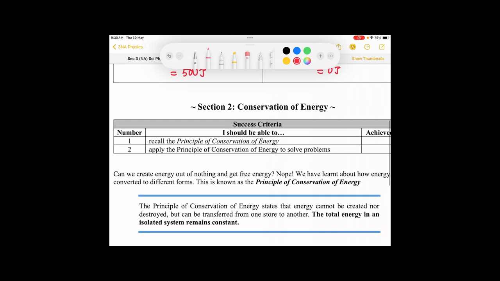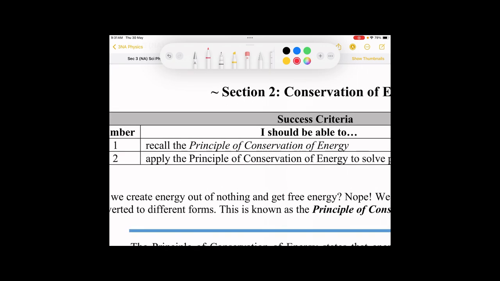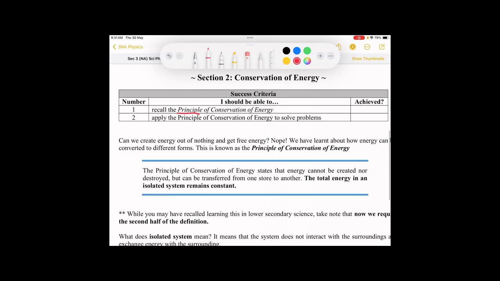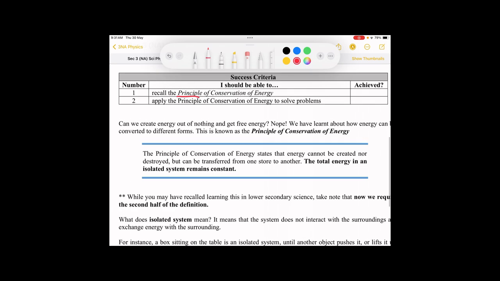Okay, in the next section, we're looking at the conservation of energy. This is something that you might have already learned in lower sec, but here it looks a little bit different. So we have to recall the principle of conservation of energy and then apply it to solve problems. So the principle goes like this: energy cannot be created nor destroyed, but can be transferred from one store to another.